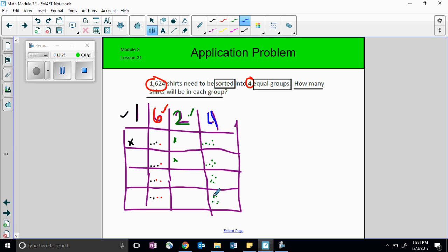Well, all of them have even numbers, so I get to start at the top again. 1, 2, 3, and 4. It's done. Nobody's in remainder jail. So it would be 0, 4. Remember, I'm only looking at one group. There's nothing here, so 0 again. 1, 2, 3, 4, 5, 6. And there's my answer, 406 shirts in each group. Fairly simple, right?